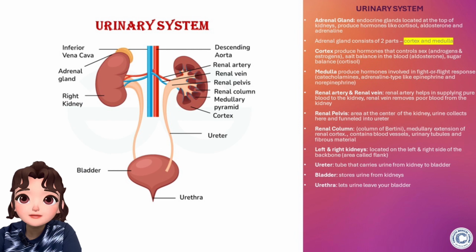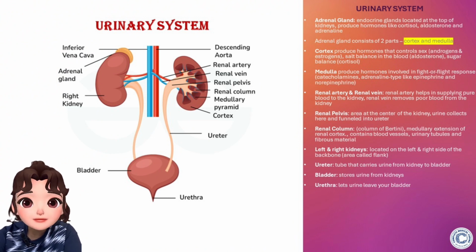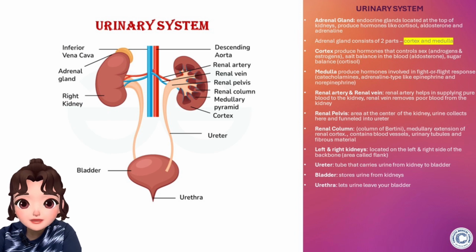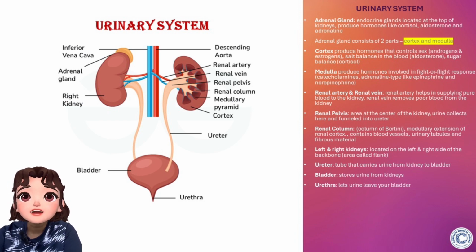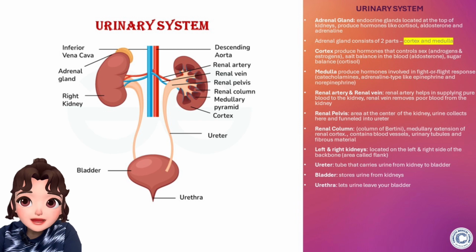Medulla produce which type of hormones? Medulla produces hormones like catecholamines, adrenaline type hormones like epinephrine and norepinephrine. This is an important part, medulla. It produces hormones like catecholamines, epinephrine and norepinephrine, which are adrenaline type hormones. Okay. Renal artery and renal vein.